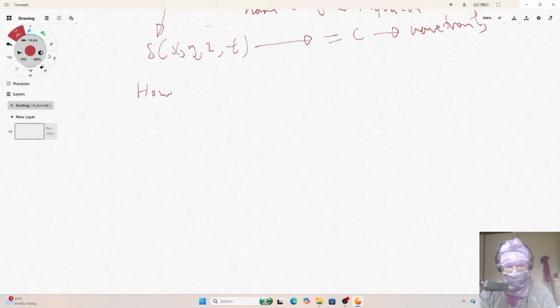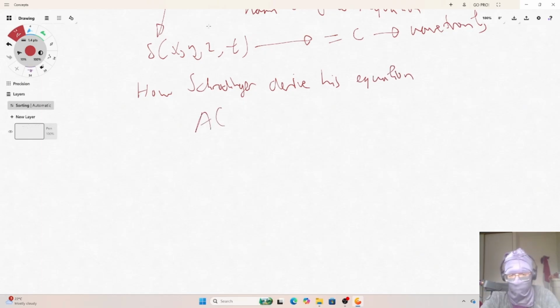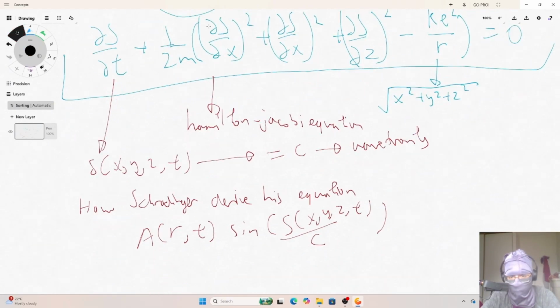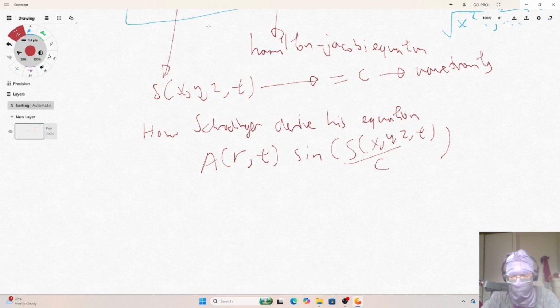How did Schrodinger derive his equation? He tried to express electrons as waves where the phase is given by the action function that satisfied that equation. We do not know yet the value of the constant, but we'll get to that later. A compact way to write that equation would be in this form.